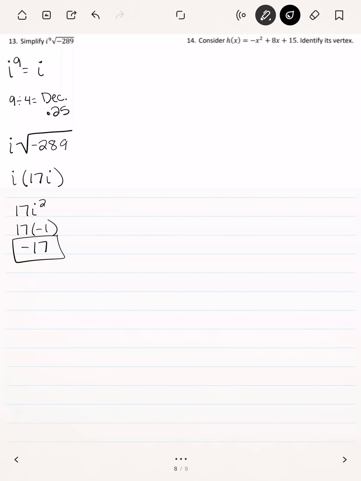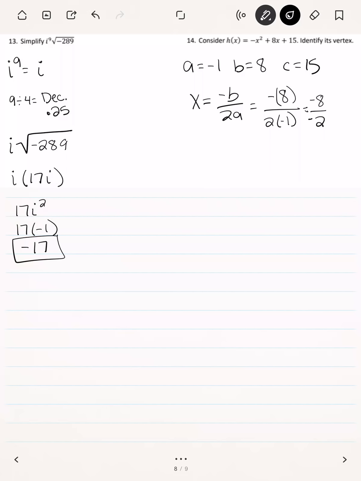Number 14, it says, consider h of x equals negative x squared plus 8x plus 15. Identify its vertex. So I'm going to label a equals negative 1, b equals 8, and c equals 15. I get x equals negative b over 2a. I plug and chug. Negative 8 over 2 times negative 1, negative 8 divided by negative 2, and my answer, I get a positive 4 when I divide.